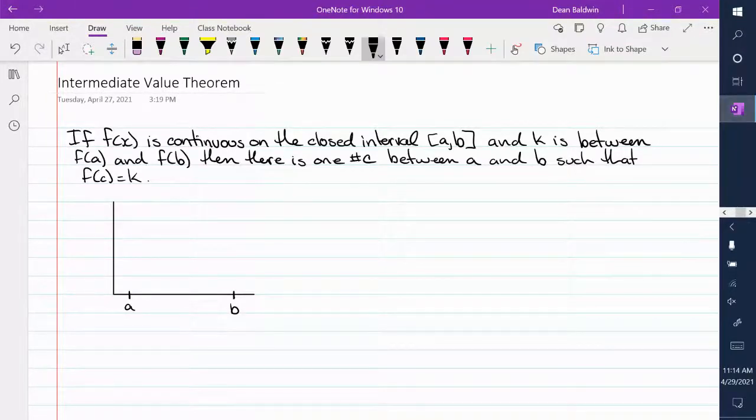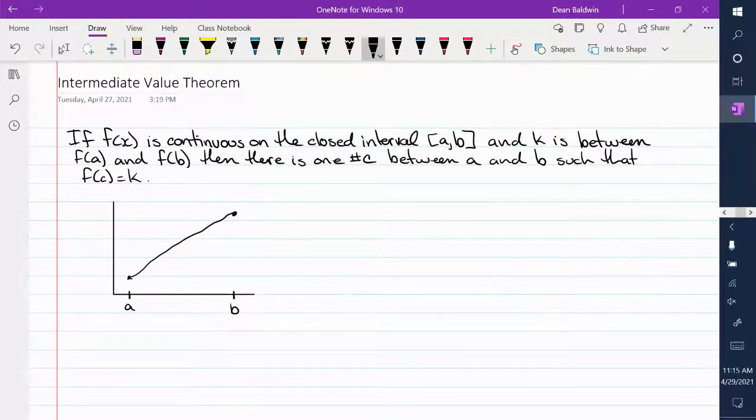So that means from A to B, our graph is continuous. There's no breaks or jumps. I don't care what happens outside of that. All right, but on that interval AB, it is a continuous graph. And K is between f of A and f of B.